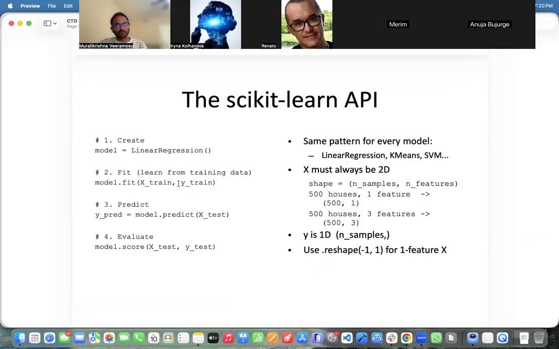This is an example code of linear regression with scikit-learn, and the code is the same for all the types of machine learning techniques available: for linear regression, for k-means, and the other machine learning techniques. We create the model, we fit the model on training data, then we predict, and then we evaluate. Evaluate is basically checking how good the model is, right?